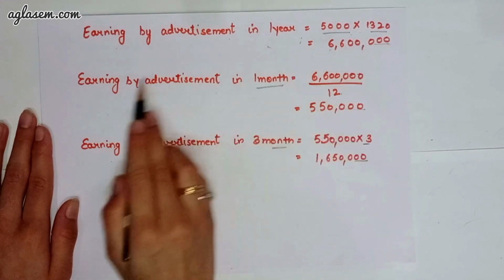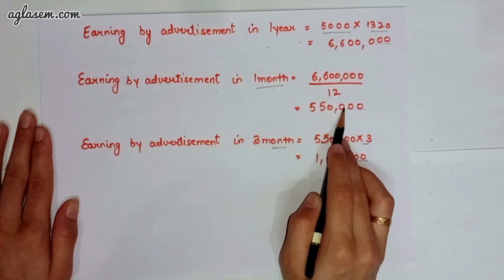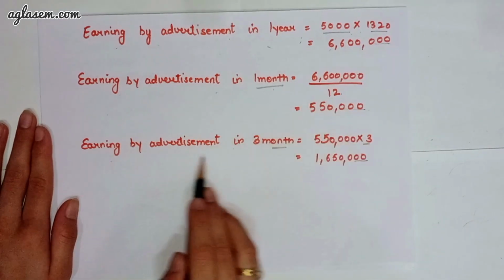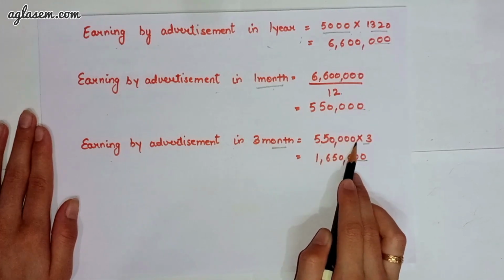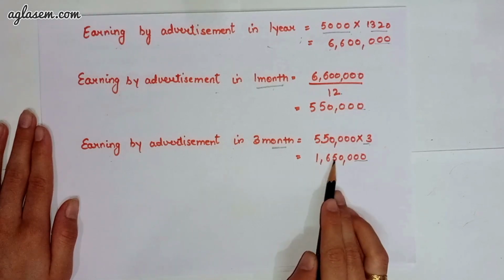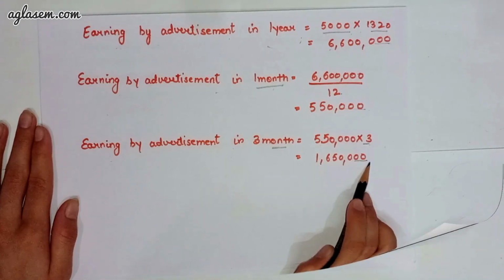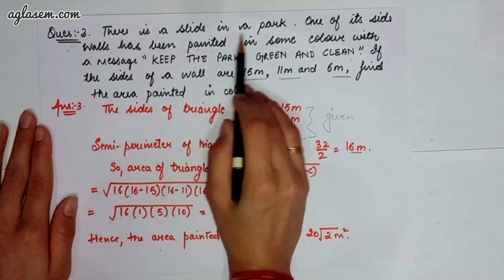6,600,000. Earning by advertisement in 1 month will be 550,000. Earning by advertisement in 3 months will be 550,000 multiplied by 3, which will give you 1,650,000. Moving further to question number 3, it says there is a slide in a park.